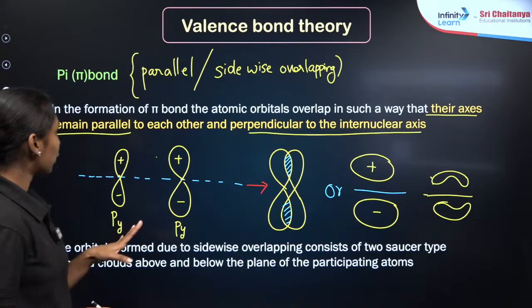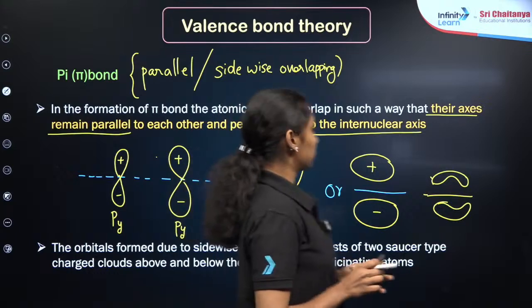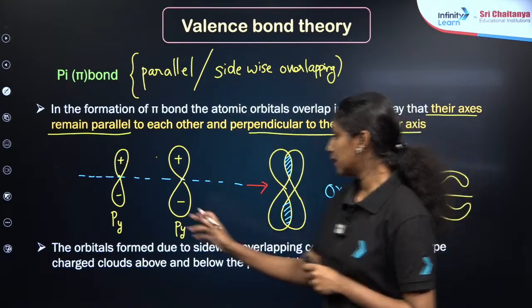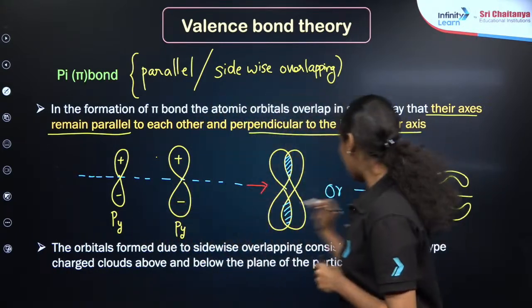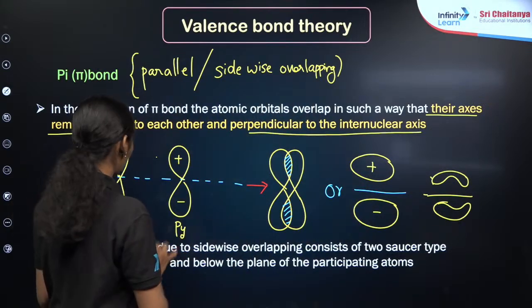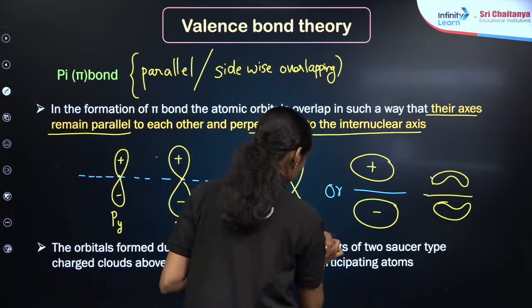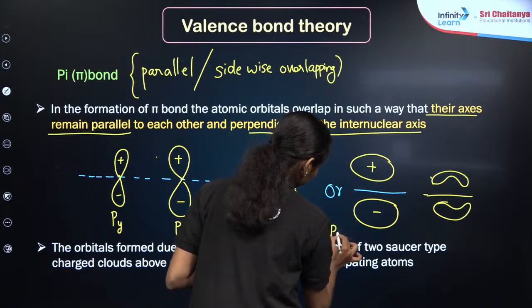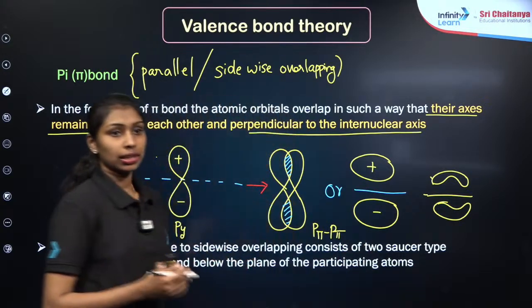Okay, I hope it was clear for everyone. Clear? So I can say that this is the p-pi bonding, right? Two p orbitals are forming the pi bond, so it is called p-pi overlapping, right? Clear?